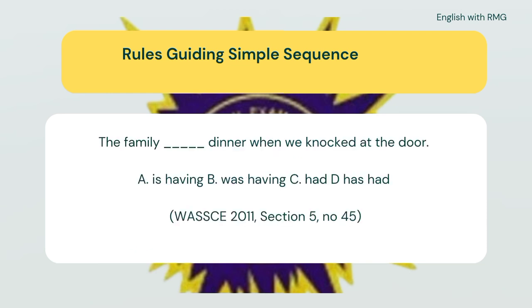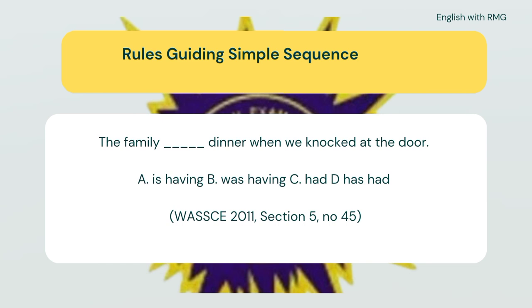So let's consider this example from a past question. WASSCE 2011, section 5, number 45. So we have: the family dash dinner when we knocked at the door. So dinner was an ongoing action in the past. So what is going to be our answer? A, is it the family is having dinner? Or B, was having dinner? C, had dinner? D, has had dinner. So what is going to be your answer here?